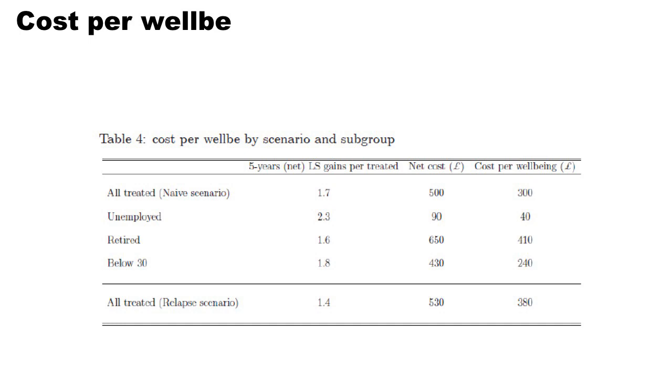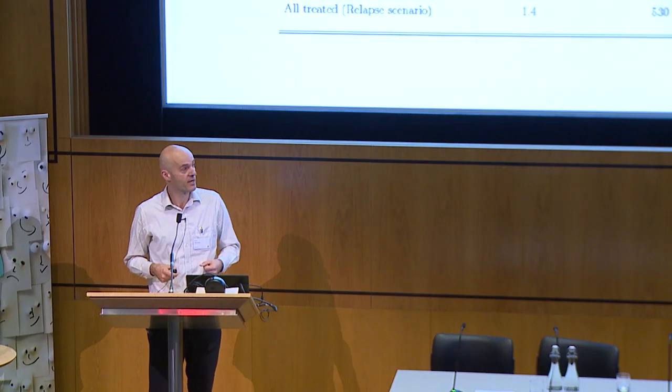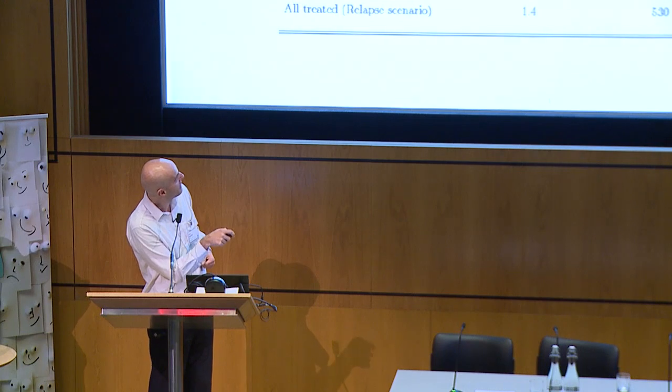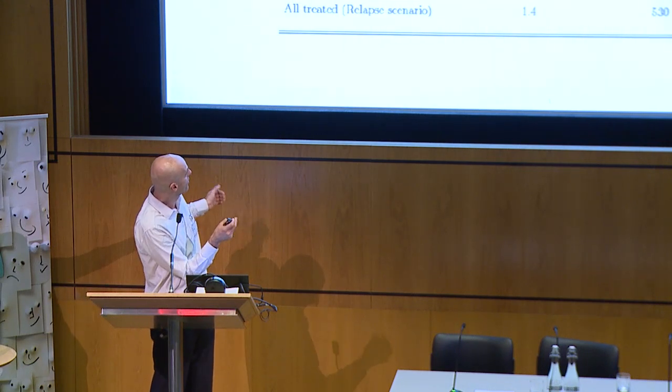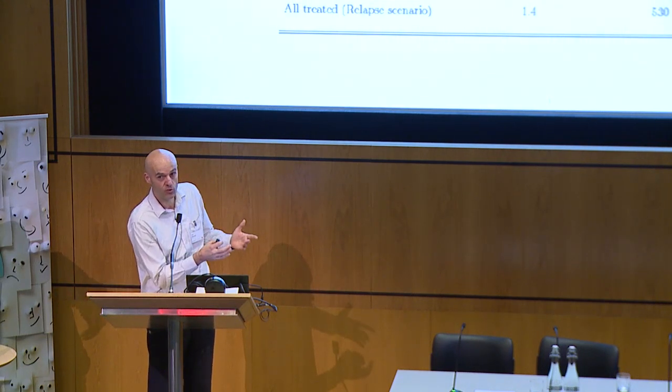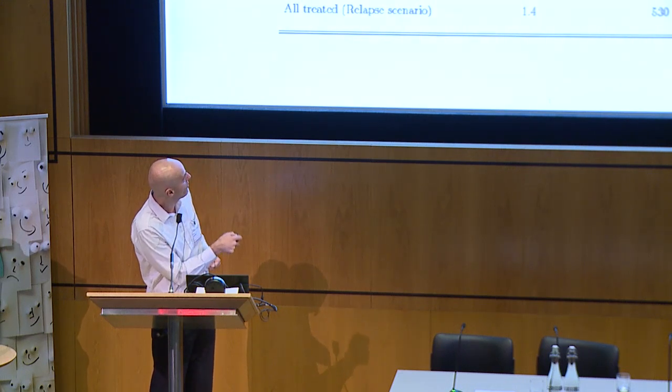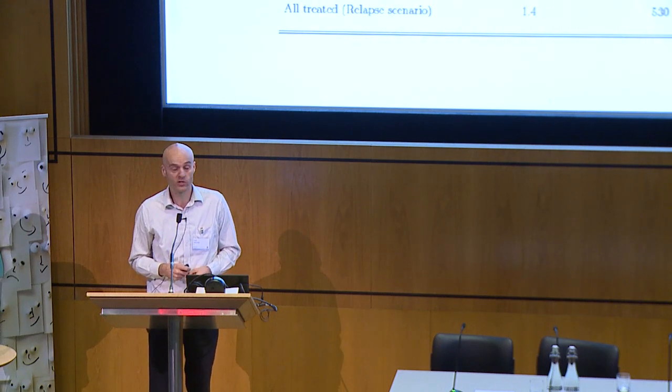And then you can think, well, can we find a group for whom the cost effectiveness is higher? Yes, the unemployed, because they're more likely to get a job, and they're also slightly younger, so you get a longer payback, and they're more likely to use welfare benefits. So for the unemployed, the cost per well-being would only be £40.